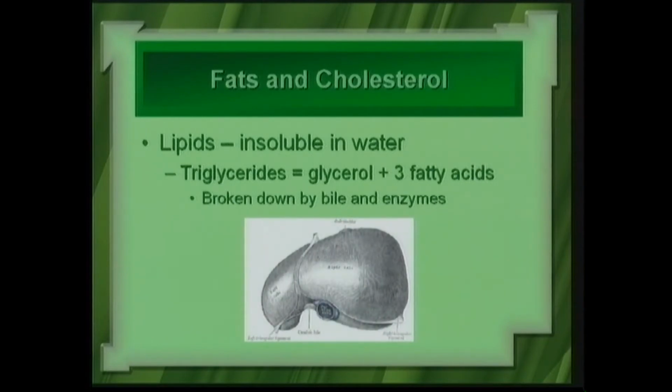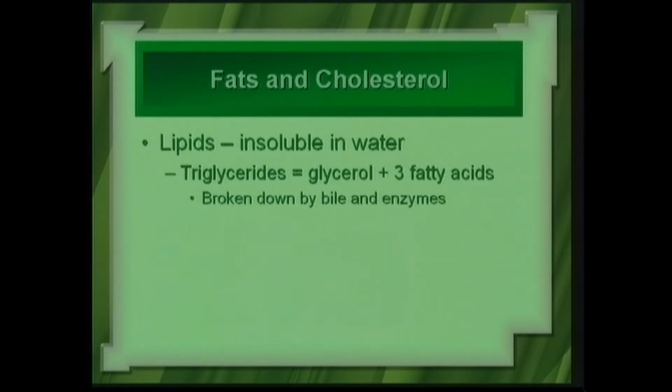Now generally when we eat fatty things, what we have are these triglycerides. They're broken down by bile that is secreted by the liver, which is formed in the liver and stored in the gallbladder. These triglycerides are also broken down with enzymes as well. Then they're absorbed by our gut, and our body makes them into new triglycerides for whatever function we need them for.